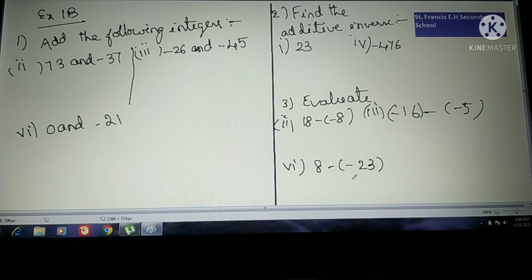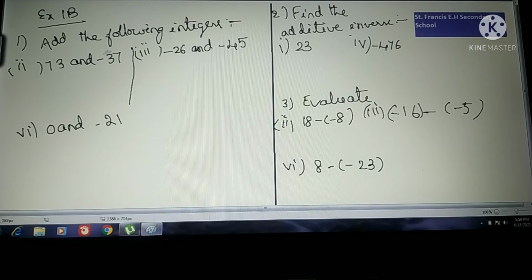See exercise 1b. Add the following integers. First problem. They have given two integers, and we have to add them. See, 73 and minus 37. How to add this one?